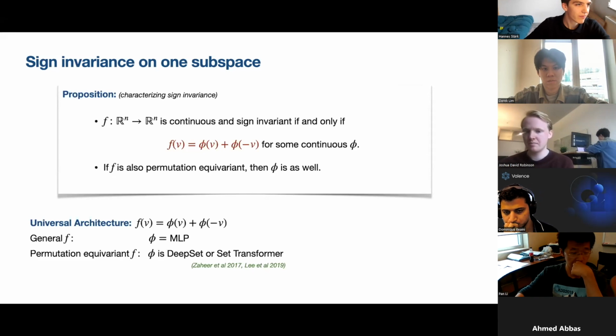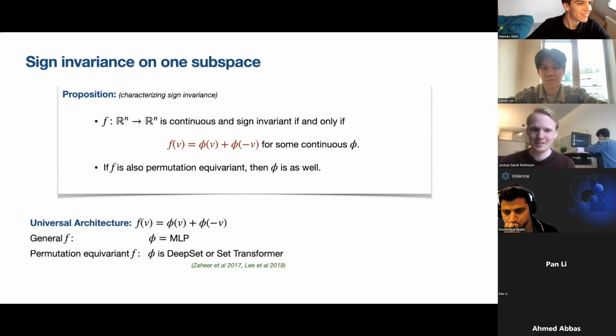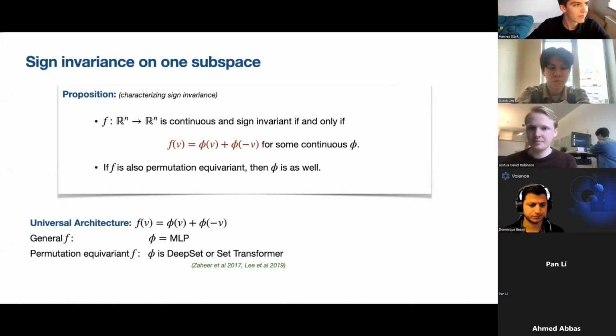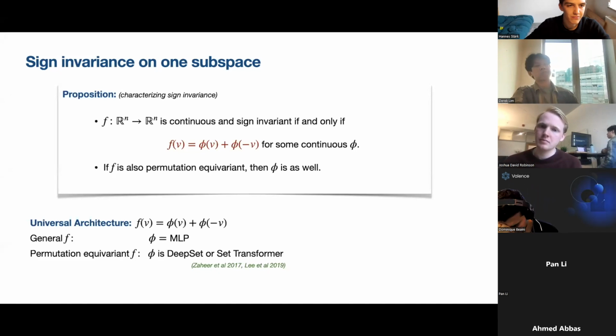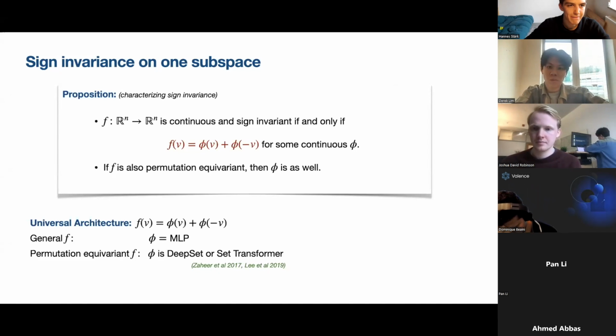Did I see Panli wanting to say something? So sorry. I don't want to interrupt, but since you asked, do we need permutation equivariance here? Because I guess if this f function works on, let's say, the position encoding like the Laplacian eigenmap, then the components in that vector already don't need, so we don't need permutation equivariance anymore for that vector, right? Based on the entries of that vector.